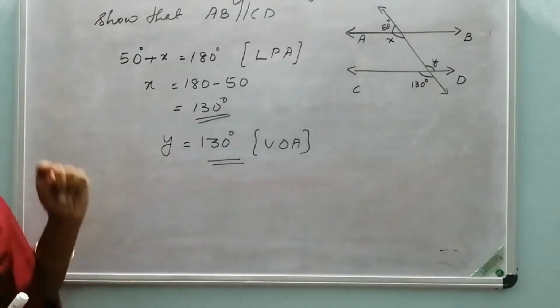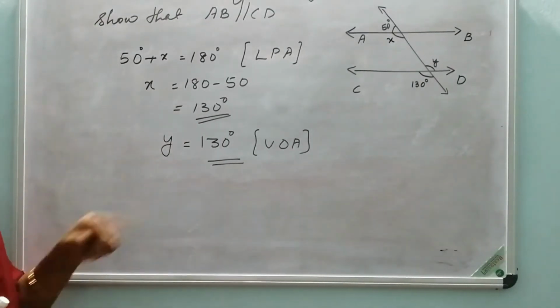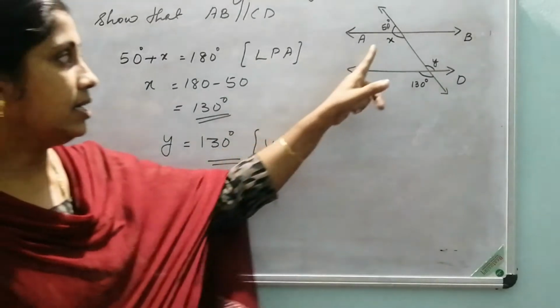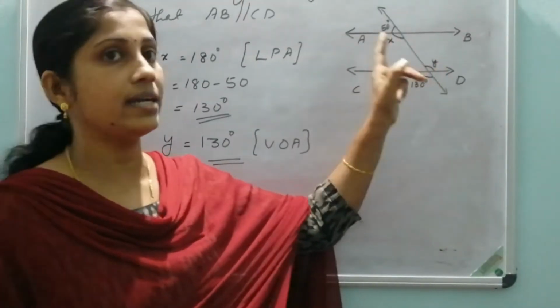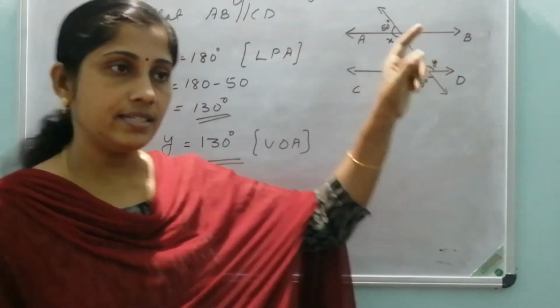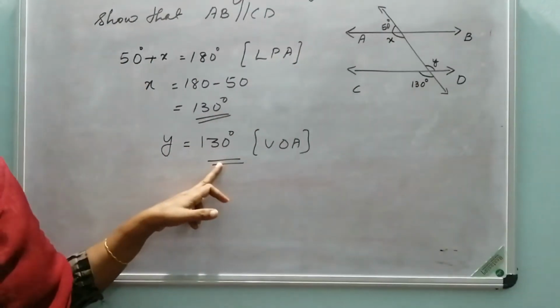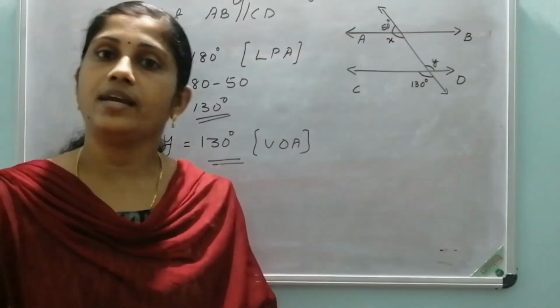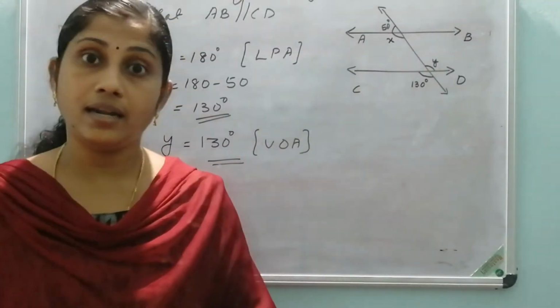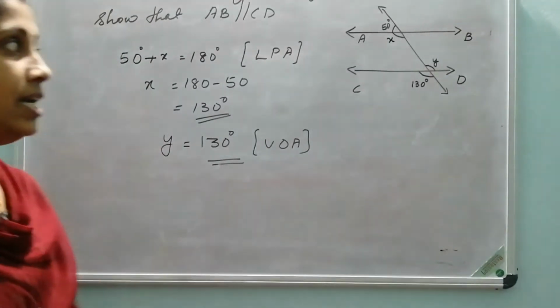Here we know that x is 130 degrees and y is 130 degrees. Then look at x and y here. These two angles are alternate interior angles, and it is also proved that they are the same, that is 130 degrees. That is, x is equal to y. So we can say that the lines are parallel since alternate interior angles are equal.